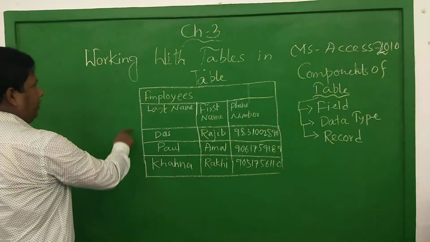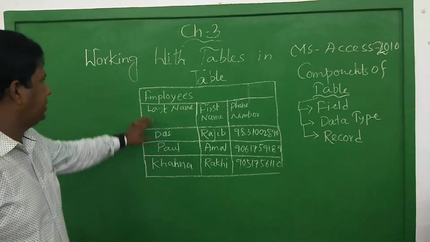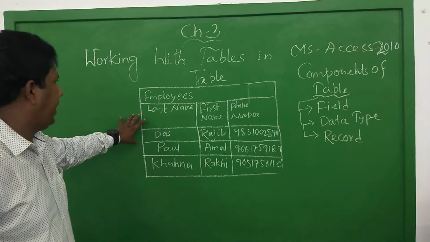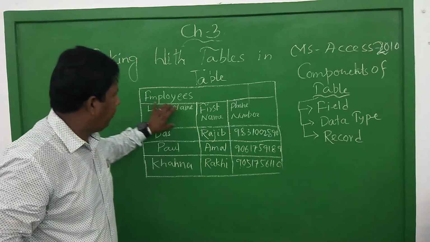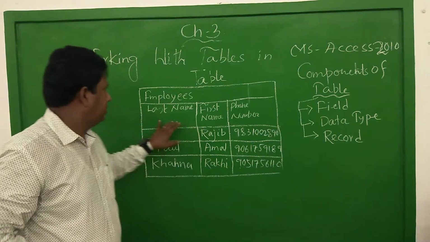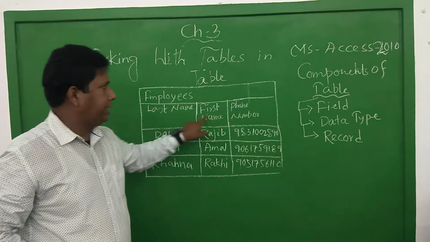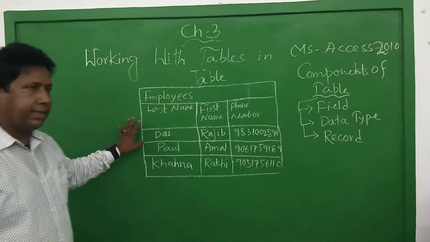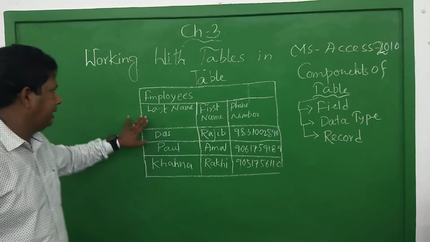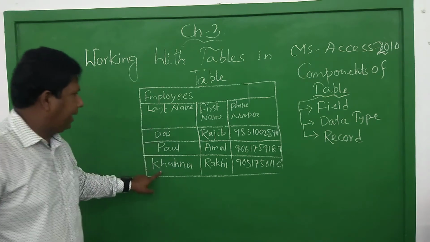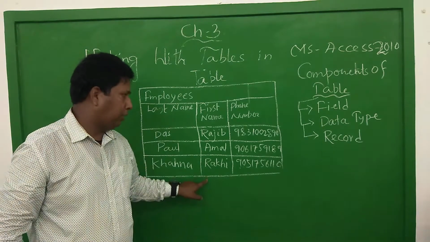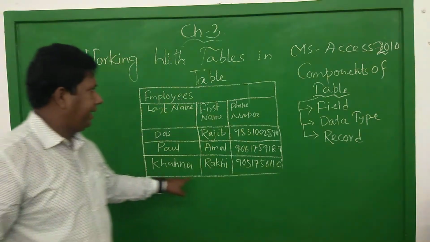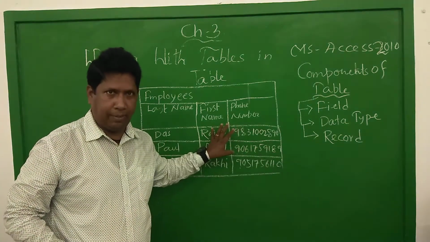Here is one example of a table. Just see, in the employees database we can find some information: last name, first name and phone number. This is a table format, and this is an example of a table. I have given some names under last name, first name is also there, and phone number is there. These are all formatted as a table.